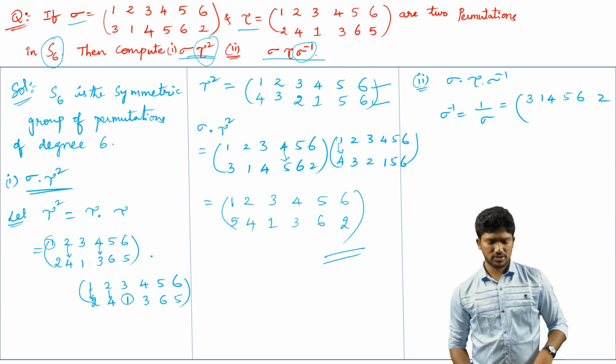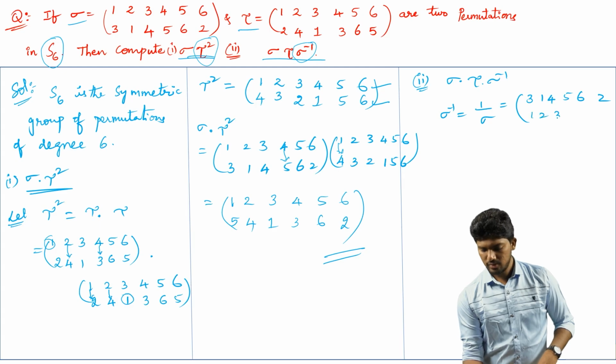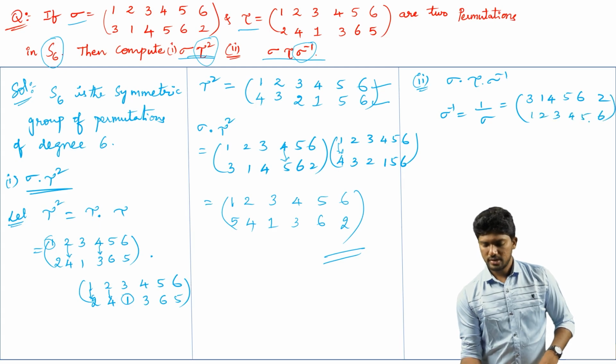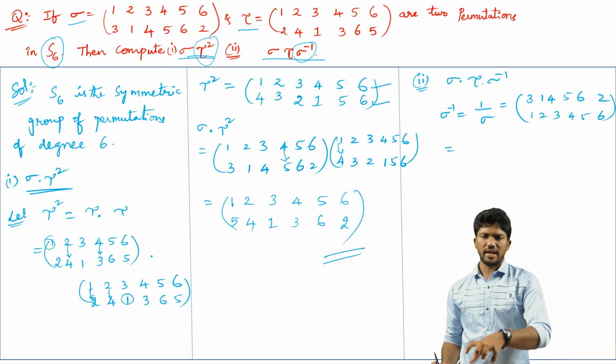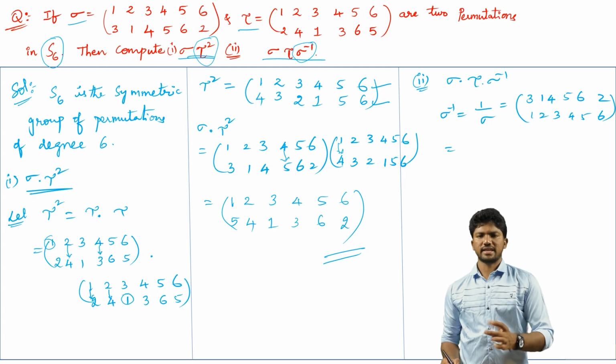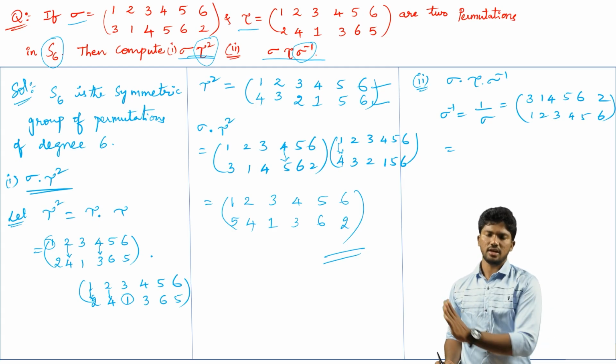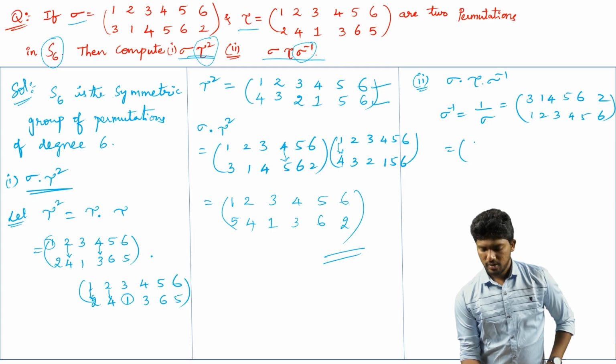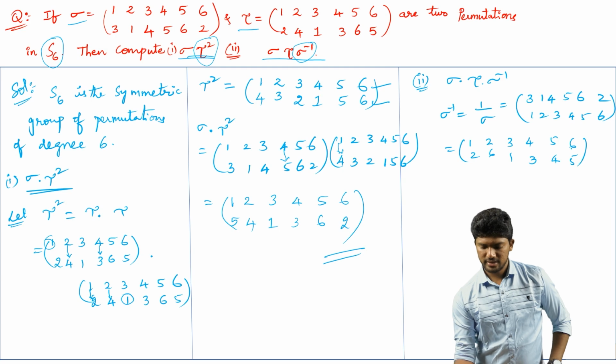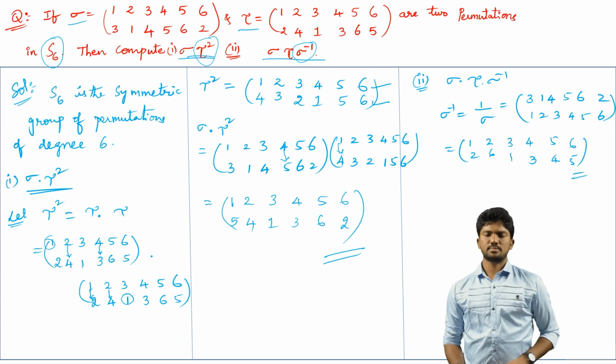3 1 4 5 6 2 and 1 2 3 4 5 6. So that is equal to, after writing the first row to second row and second row to first row, I am arranging the elements in order, 1 2 3 and so on. So therefore 1 2 2 6 3 1 4 3 5 4 6 5. So this is the sigma inverse permutation.